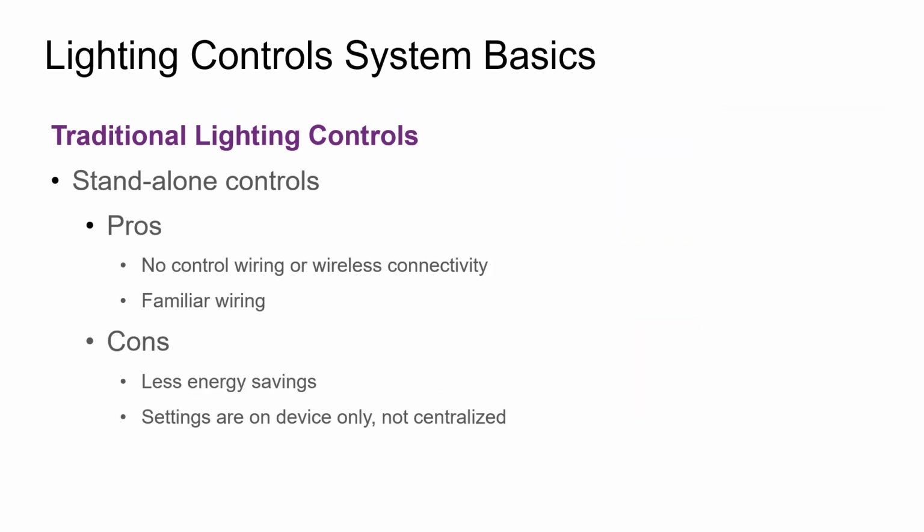Some of the advantages of standalone controls are that there is no controls wiring and wireless connectivity is not necessary. Thus, it's easier and less costly. For installation purposes, wiring is familiar for installers. The disadvantages are that the energy savings are smaller, and settings and strategies are only on the device and thus not centralized on traditional lighting controls.